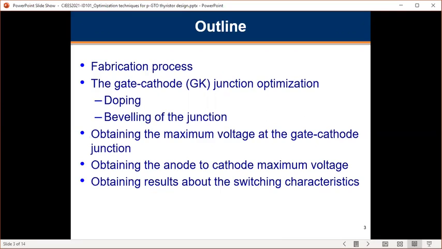An outline of the work starts with the fabrication process, continuing with gate-cathode junction optimization by using doping and also beveling of the junction, then obtaining the maximum voltage at the gate-cathode junction, also obtaining the anode-to-cathode maximum voltage for the device, and finally obtaining results about switching characteristics.